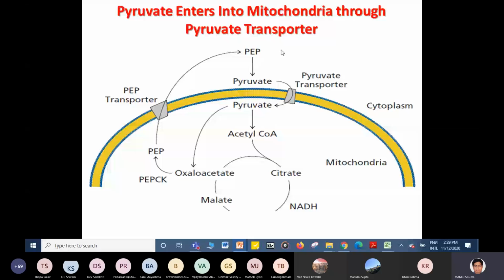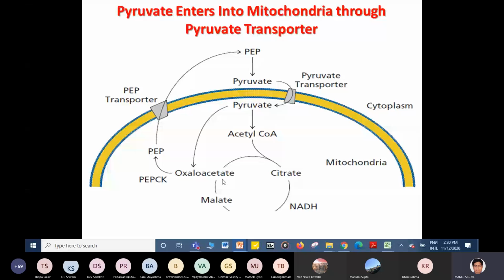This is phosphoenol pyruvate. We have continued with the glycolysis here for simplicity. Phosphoenol pyruvate is converted to pyruvate. Now this pyruvate is carried inside the mitochondria with the help of the pyruvate transporter, and once inside the mitochondria it is converted to acetyl-CoA. Only after forming the acetyl-CoA will it combine with oxaloacetate to form citrate and continue in the TCA cycle.